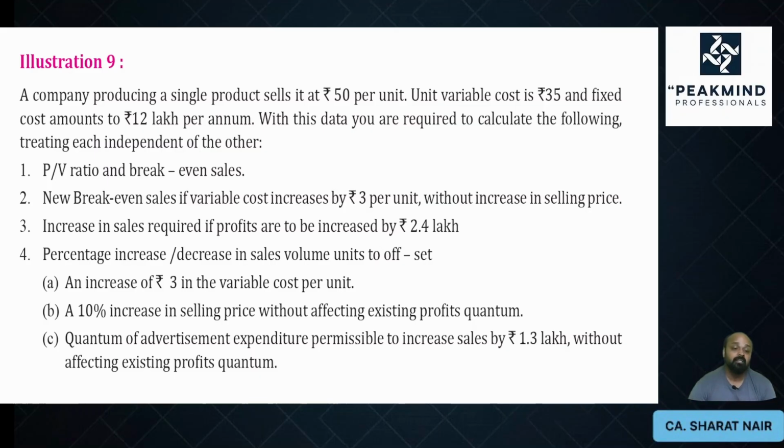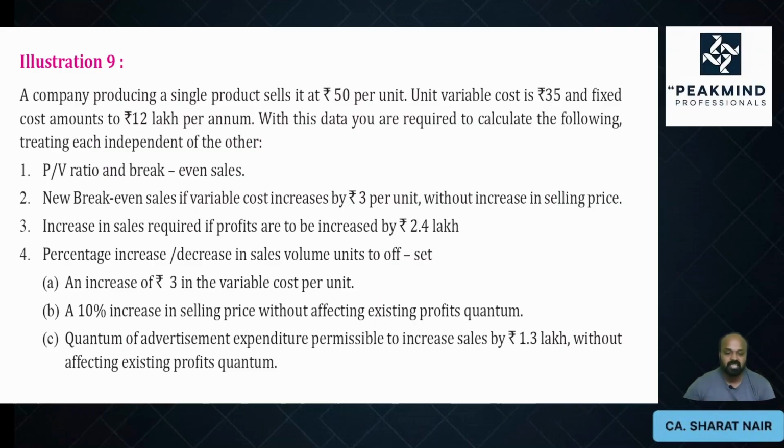What are they? First one, if my variable cost increases by 3 rupees, how much should my sales quantity increase or decrease in percentage? That is the first part of the question. Second, they are asking, to ensure the same amount of profit, if my selling price is increasing by 10%, how much quantity of sales in terms of percentage has to be increased or decreased?